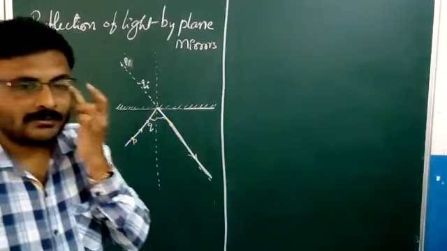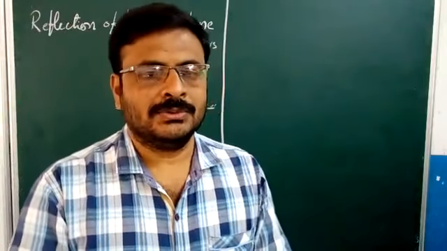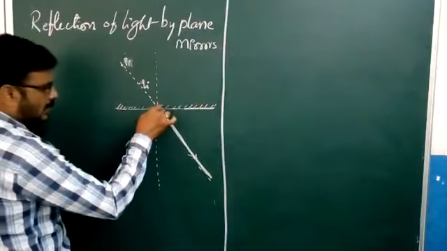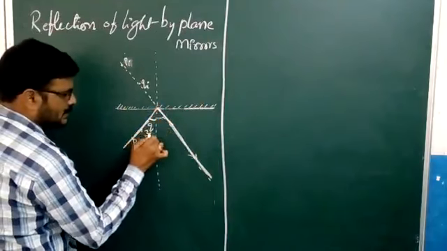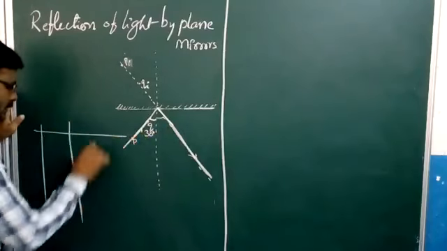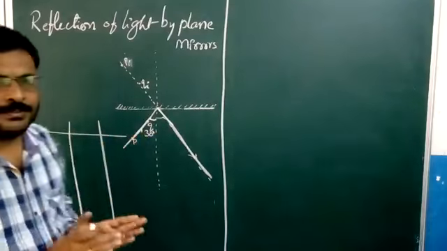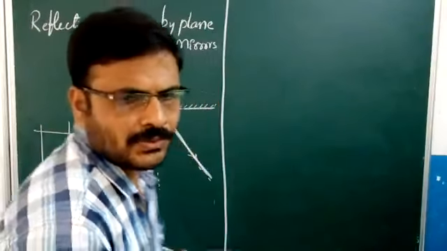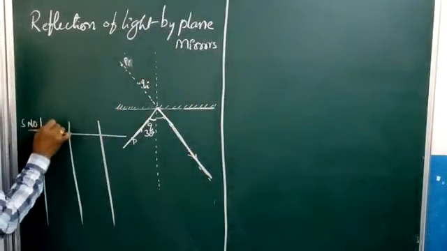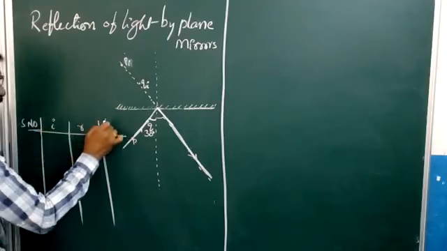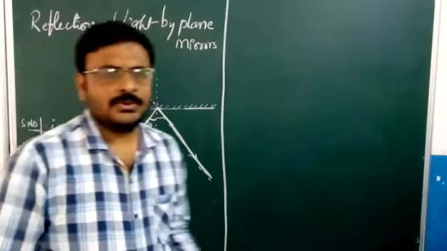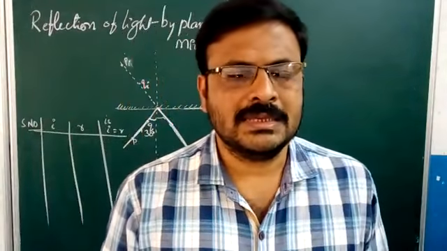After obtaining this, you have to calculate different values. Let us say this is 30 degrees. Now you have to tabulate the values that you have taken. Here: serial number, angle of incidence, the angle of reflection you got, and whether angle of incidence equals angle of reflection or not. All these values you have to observe, yes or no.